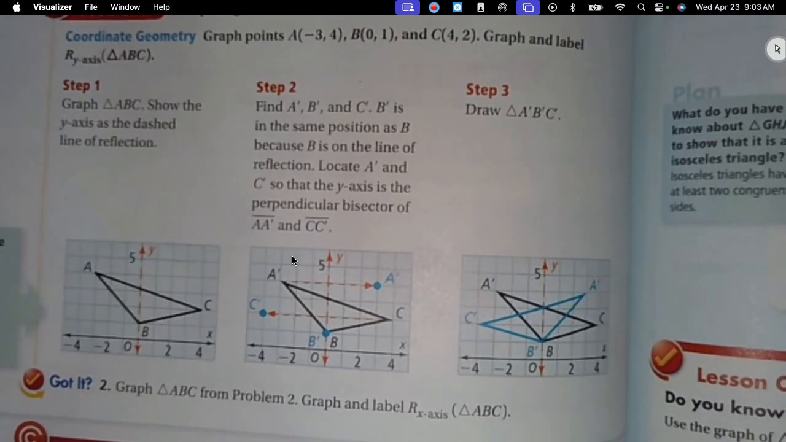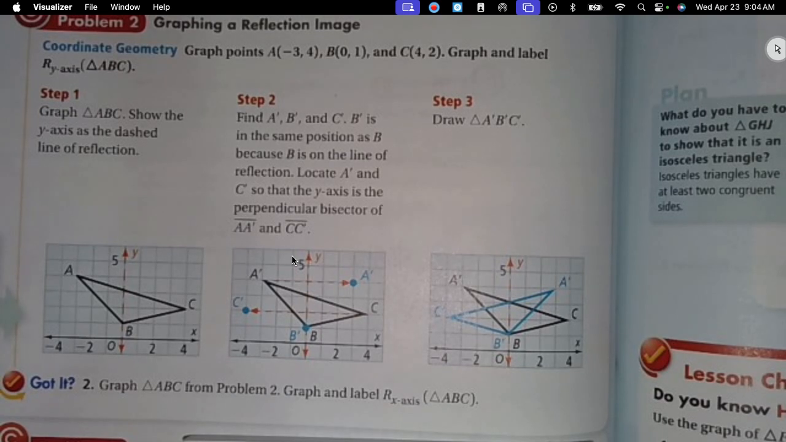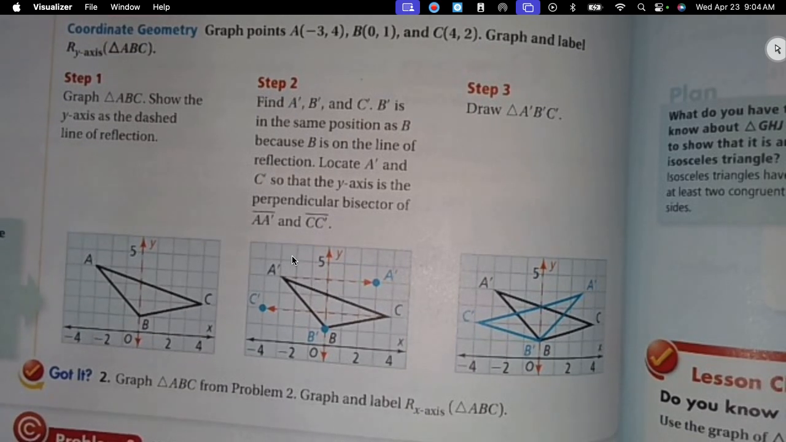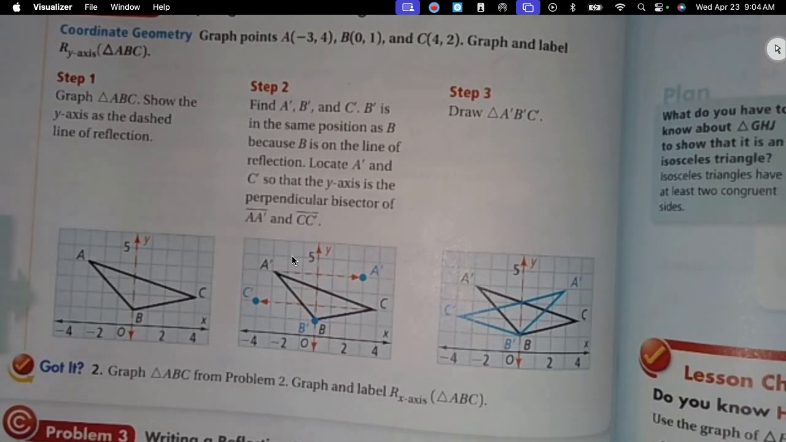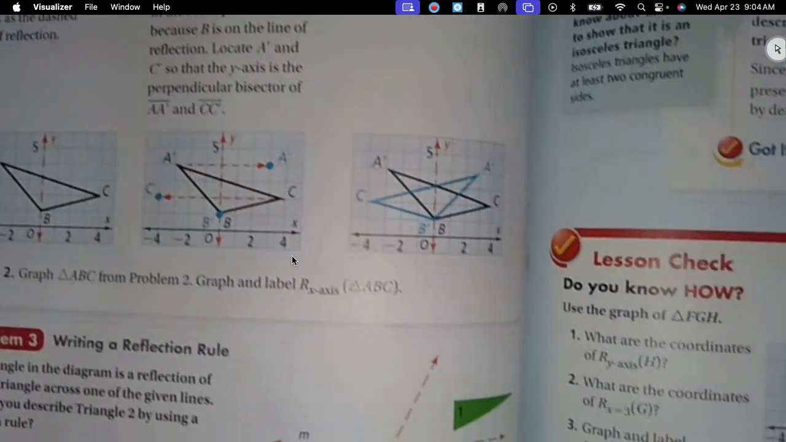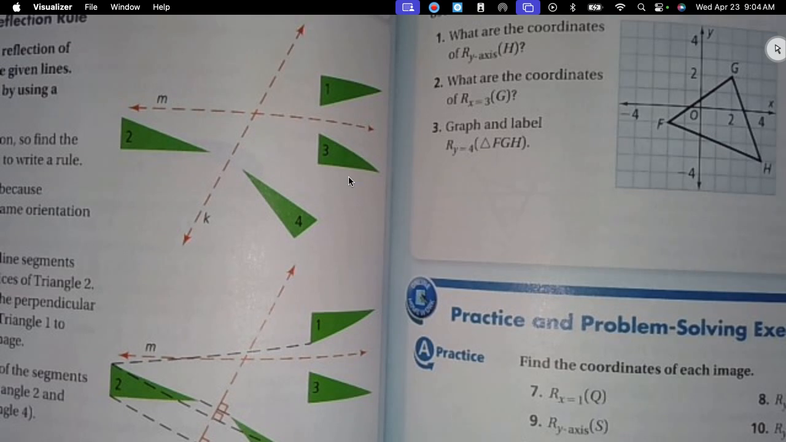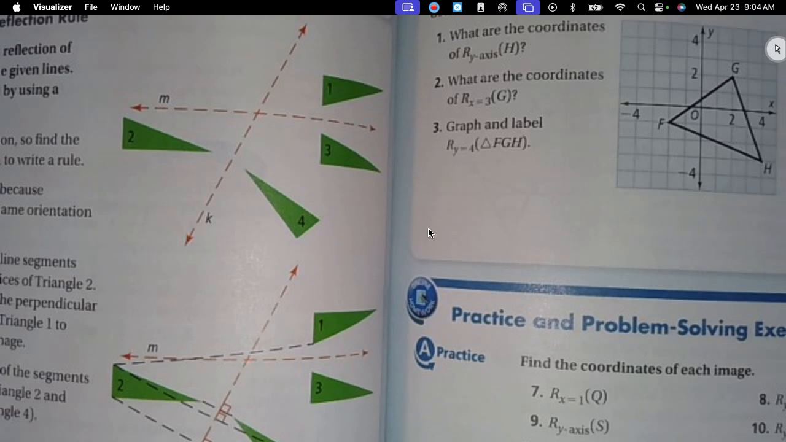Oh, that's stuck. Do I need to do one over the x-axis, or do y'all think y'all can reflect over y or over x? This one says, I don't need a graph. It says write a reflection rule. So they want us to look at this picture up here. I've got my two lines, M and K. And they want us to write a reflection rule for going from triangle 2 to triangle 4.